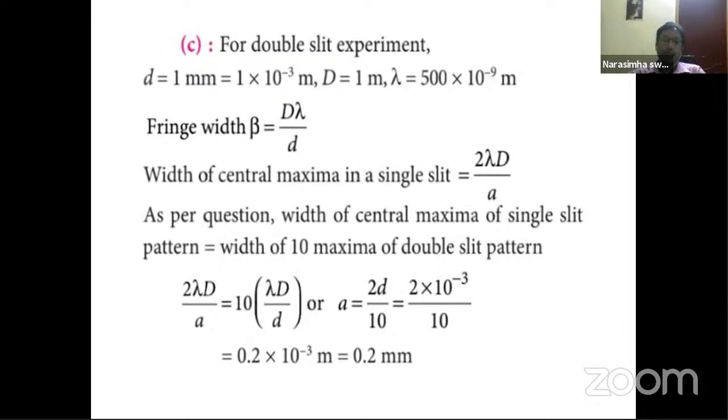Now, this is for single slit. As per the question, the width of the central maxima of the single slit is equal to the width of the 10 maxima of the double slit pattern. This is the problem. So this one is for double slit, and this value is for single slit. How many double slit fringes are there? 10 times. How many single slit maxima are there? One central maxima. And when these two are equated, this is the question.